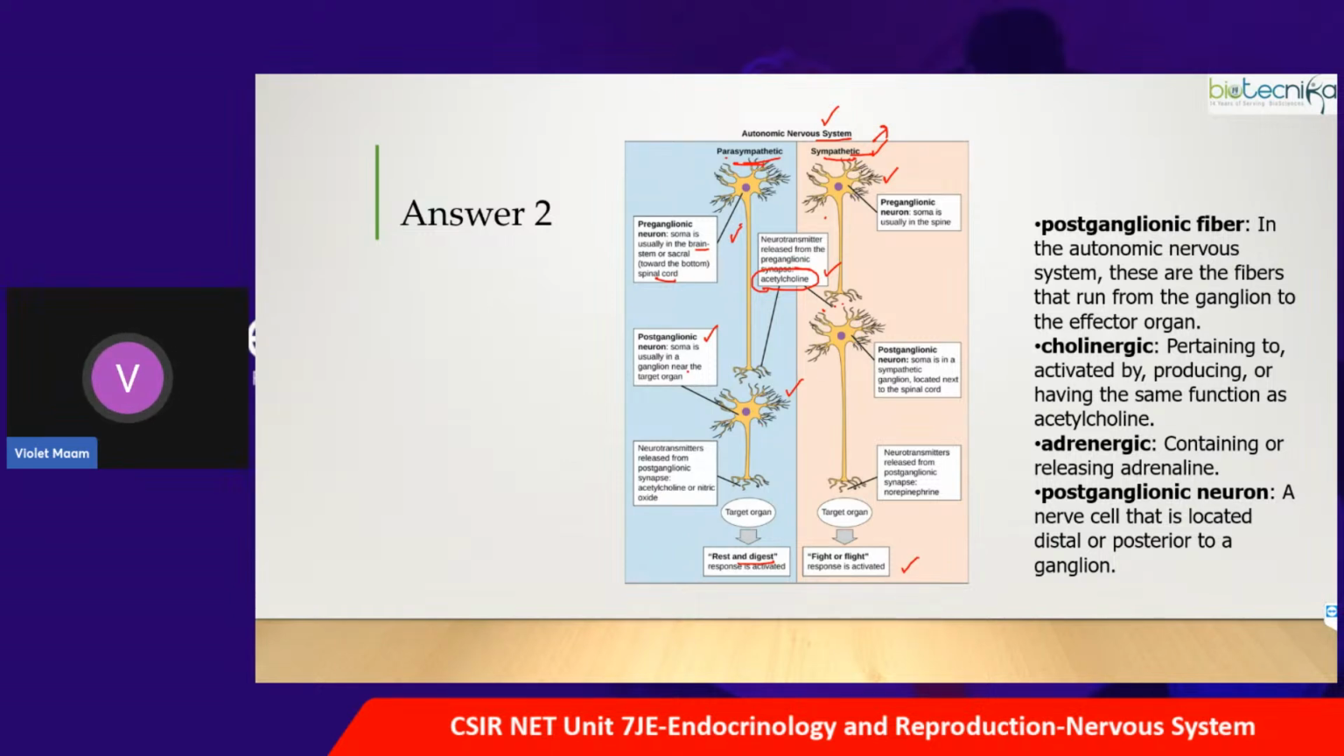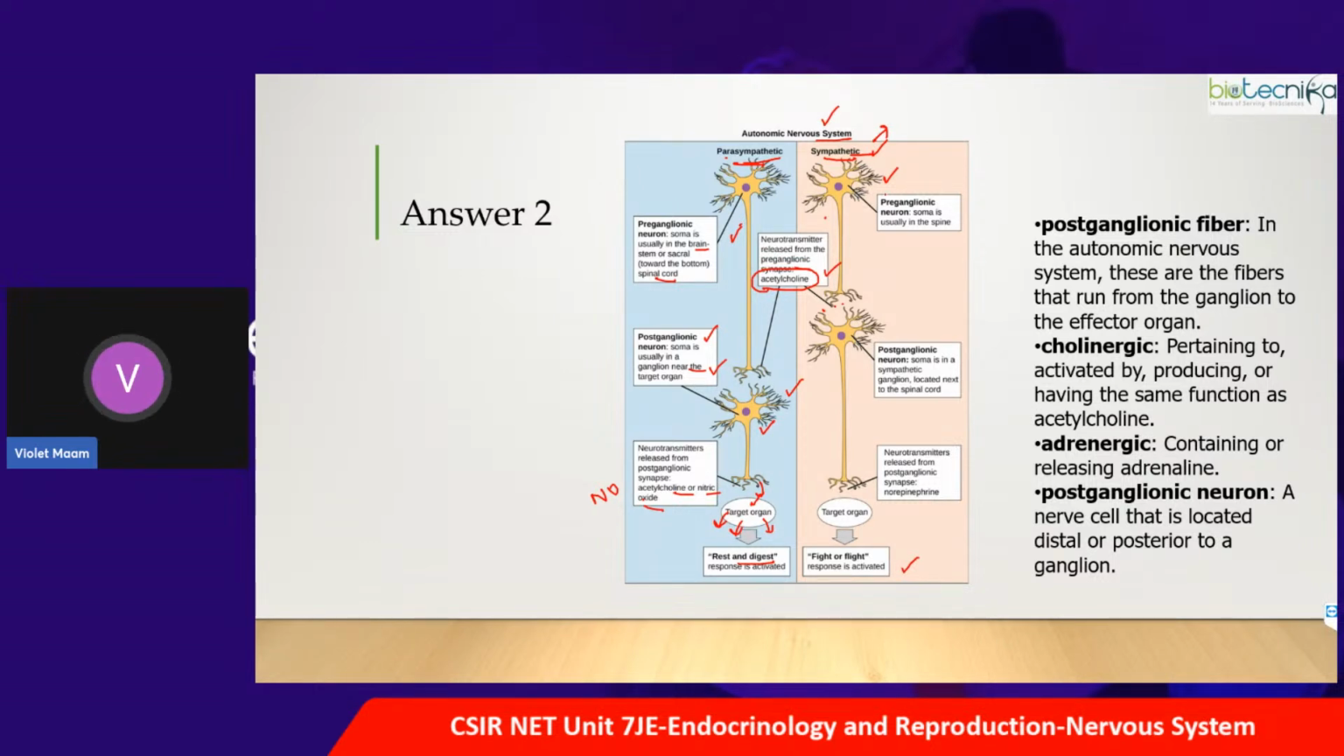The soma is usually in a ganglion near the target organ. Here you can see this is the cell body and it is very near to the target organ, so the axon is not very long. You can see that through this figure. The neurotransmitter released from the postganglionic neuron of the parasympathetic division can be either acetylcholine or nitric oxide, NO. That will go and stimulate the target organ, and the target organ can contract. So this is for the parasympathetic division.